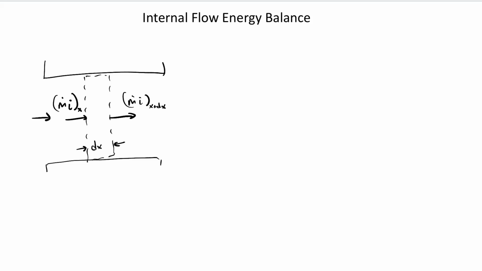And then let's say we have some heat flux coming in from the duct into the control volume. We'll call that q dot double prime s, times the area that's available for heat transfer in this node, which is what? The perimeter of the duct times dx. It's the area available for heat transfer on this control volume.